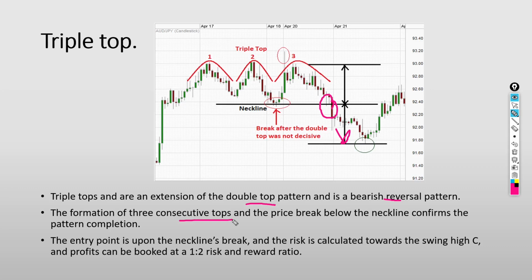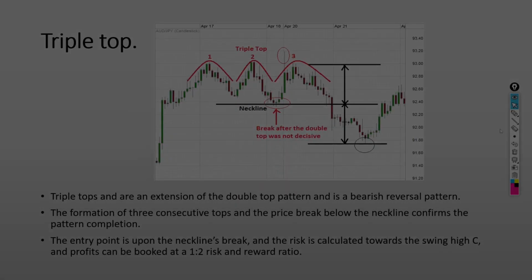So the formation of three consecutive tops and the price breaking below the neckline confirms the pattern completion. So we say that if the price does not break this, for example, it reverted from here, this is no longer a triple top. Okay, it's only confirmed after breaking that level of support that was formed previously. And the entry point is upon the neckline break, and the risk is calculated towards the swing high C, and profits can be booked at 1 to 2 risk. So though we are changing this, level on this literature we are providing right now in this video.